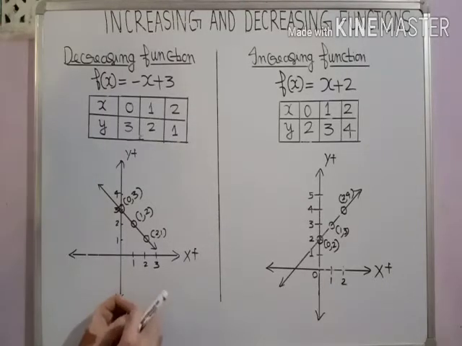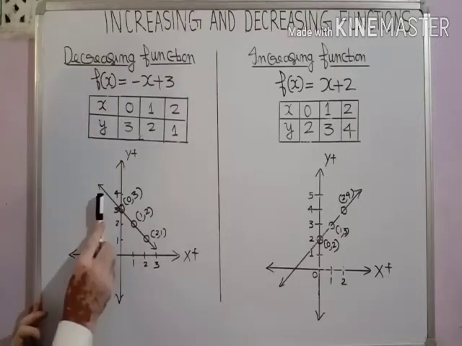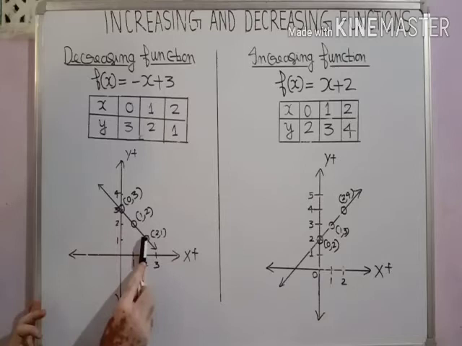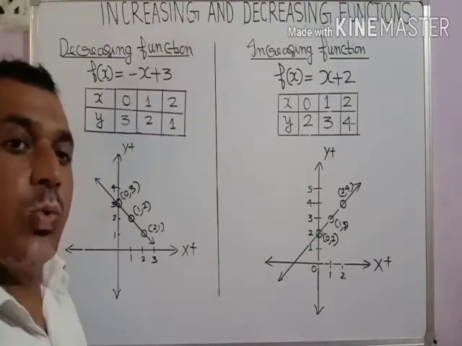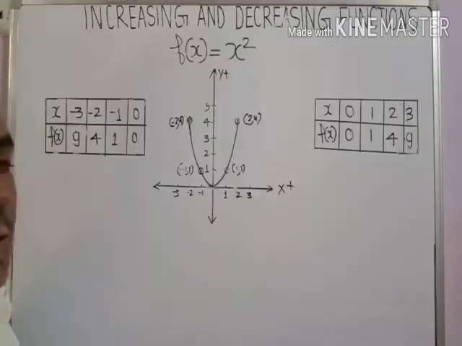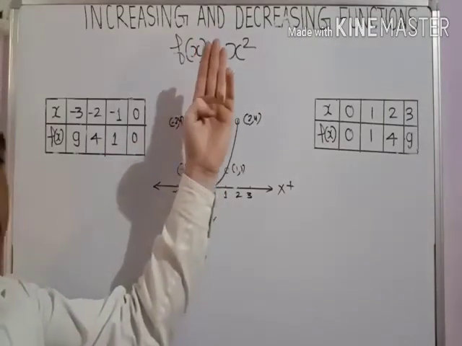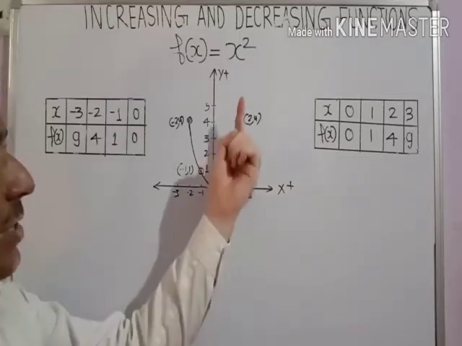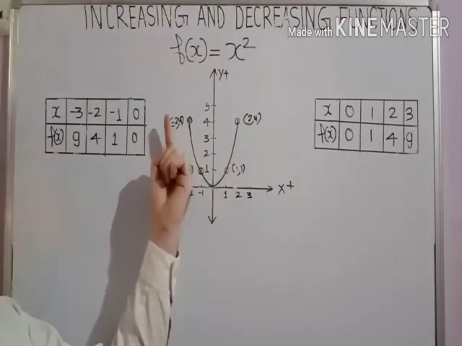And if we observe its graphical representation, you can see as we move from left to right, the height of the graph is continuously decreasing. For this reason, this function is said to be a decreasing function. Let us take now one non-linear function. Now I have taken a function f of x equals x squared, and you are already familiar with this function. You know that its graphical representation is a parabola.